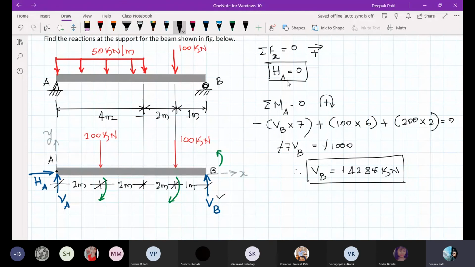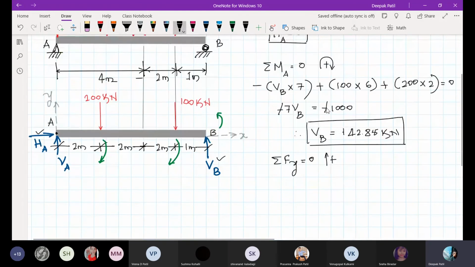So I got VB and I got HA. Still I need to find VA. For that, I am left with another equilibrium equation, that is summation of Fy equal to 0, taking all the upward forces as positive as my sign convention. VA and VB both are upwards, so I should write VA plus VB, but VB you have already found, which is 142.85. So VA plus 142.85 minus this 200 kilonewton, which is downward, so I should write it as minus 200.